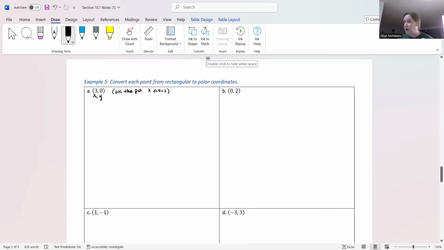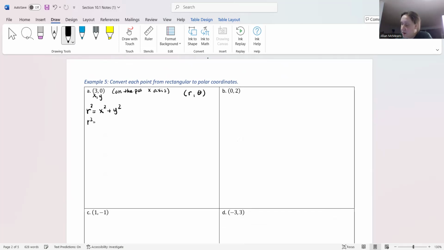Well, first we want to figure out what r is, okay? Because remember, our coordinates need to be in the form r comma theta. So let's figure out what r is. Well, we know that r squared is equal to x squared plus y squared. So let's figure out what that is.